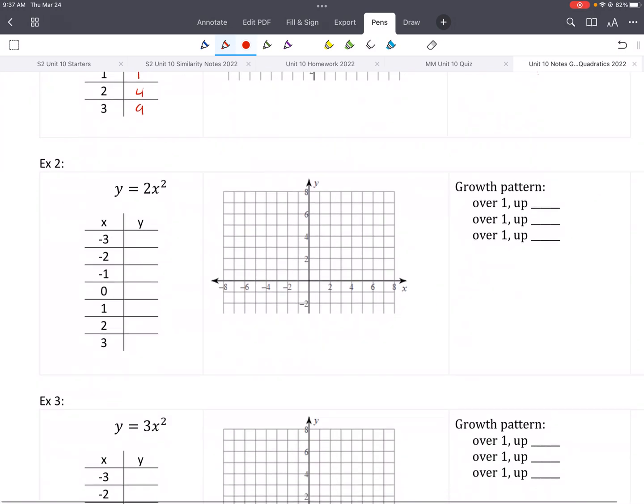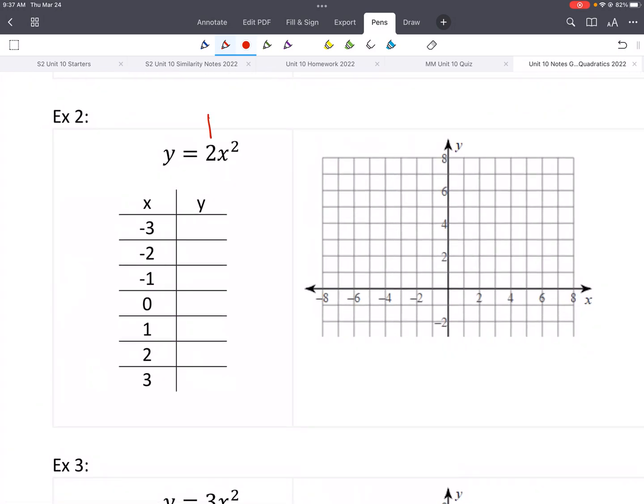Let's see what happens when A is 2. So here's an example where A is 2. And we're going to do the same sort of thing. We're going to fill in this table. So we already know what -3 squared is. So that's 9. But then we're going to multiply it by 2. So it's going to give us 18. And then we'll plug -2 in here. Well, we already know what -2 squared is. That's 4. But then we want to multiply it by 2. So we would get 8.